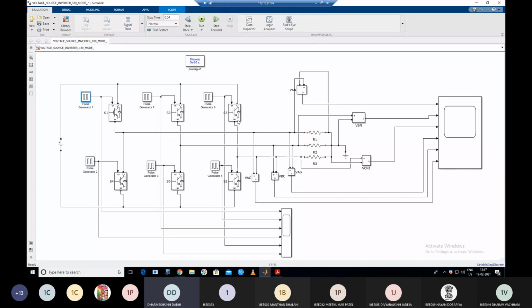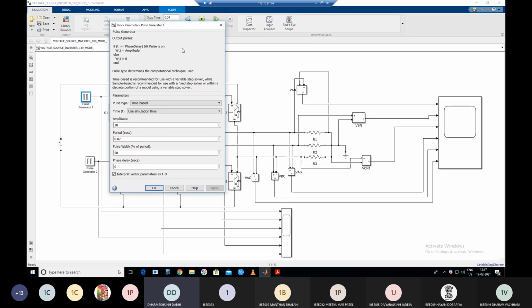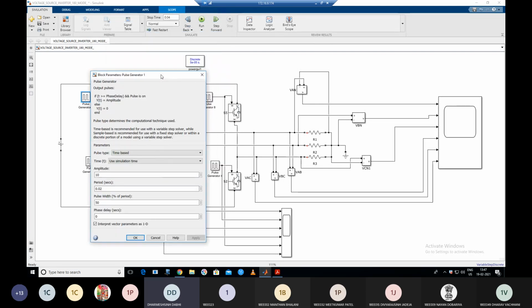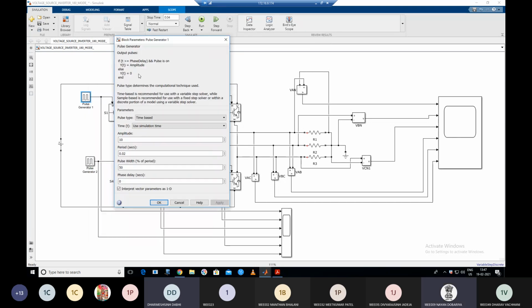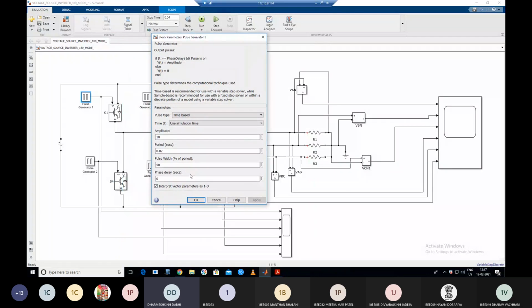Is everyone clear on the 180-degree mode? Then after that we move to 120. All of you clear on the 180-degree mode of inverter? Yes or no? Okay, let's check.